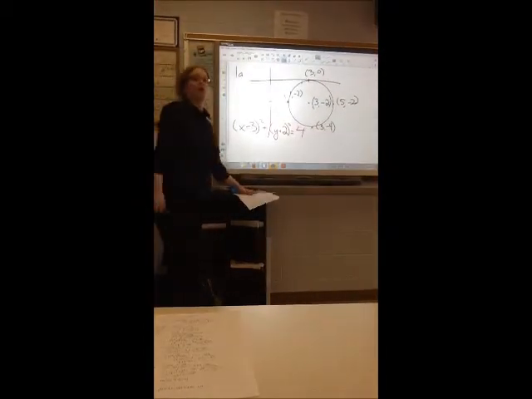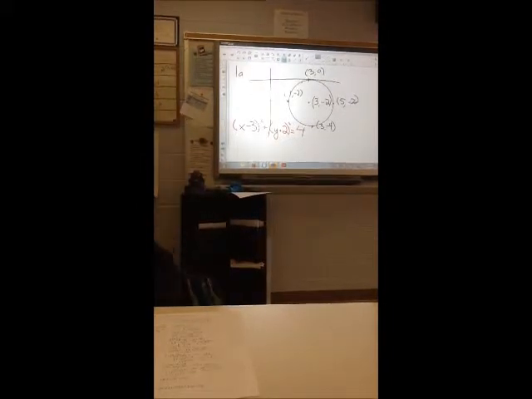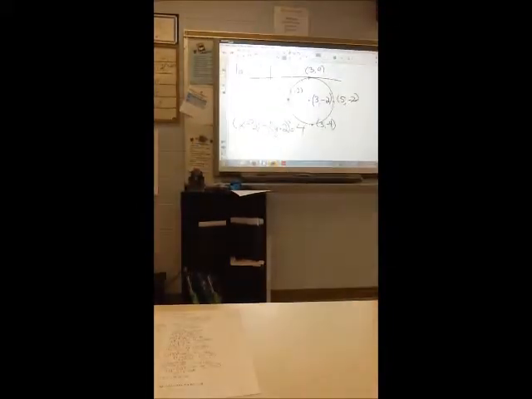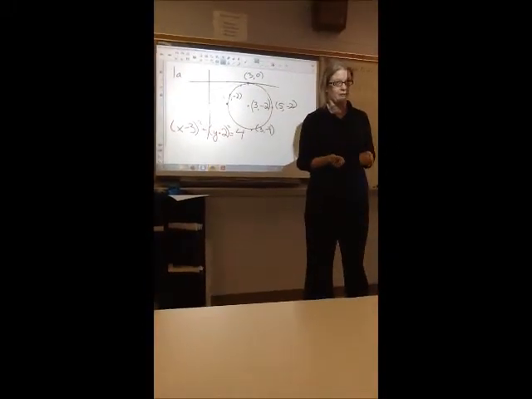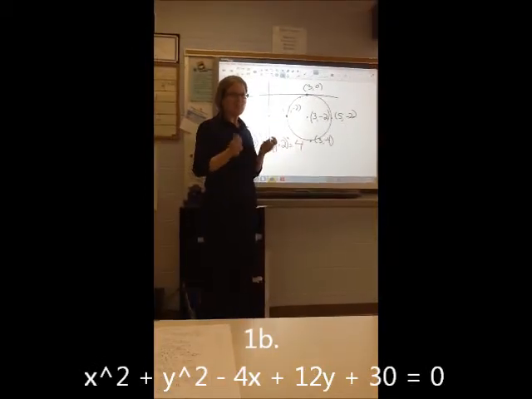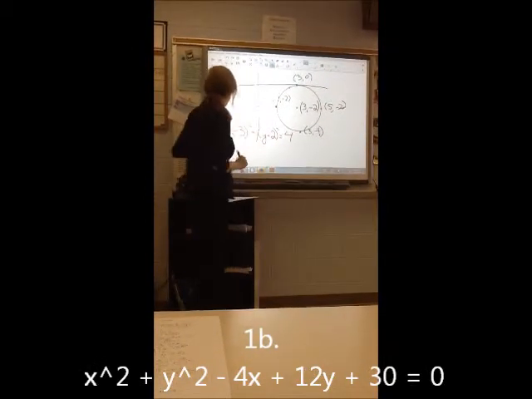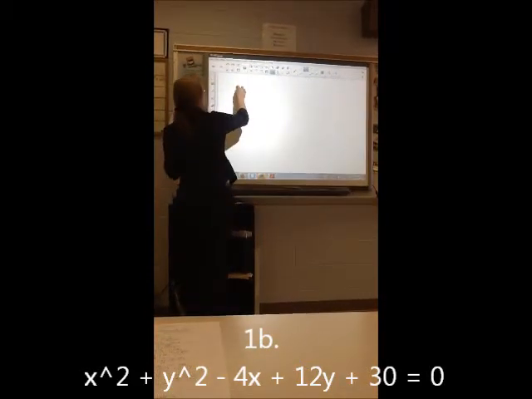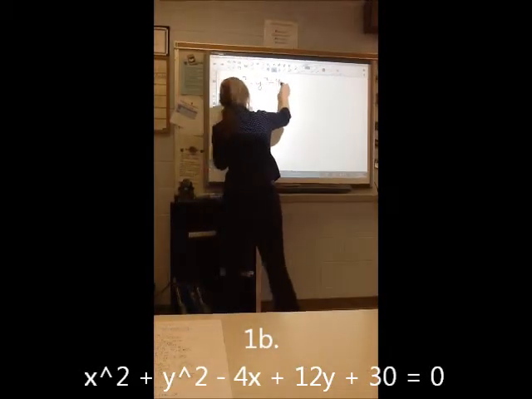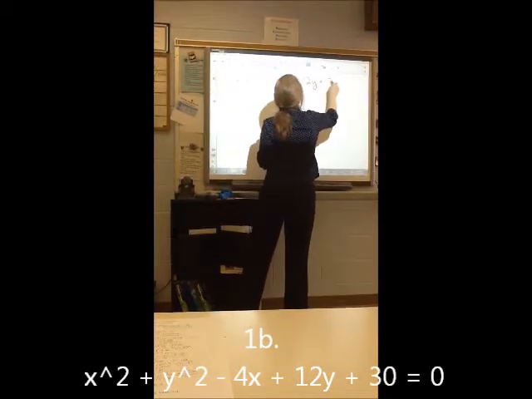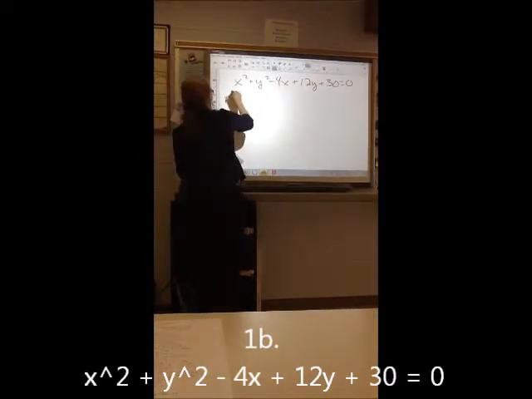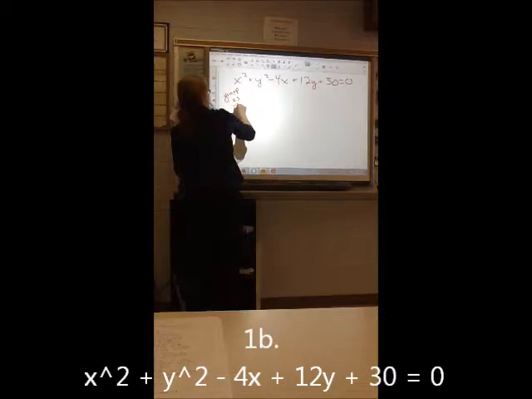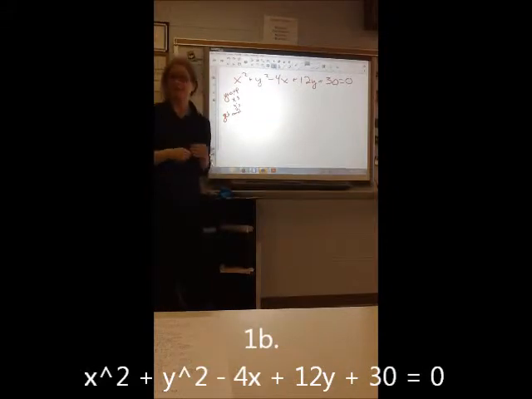All right. Now the other thing, 1b, is taking the equation in general form and putting it in standard form. And for that, that's why I wanted you to practice completing the square. So for number 1b, the first thing you do, you're going to group your x's together and your y's together and get the constant alone. This is 1b, correct? This is 1b. Thank you.